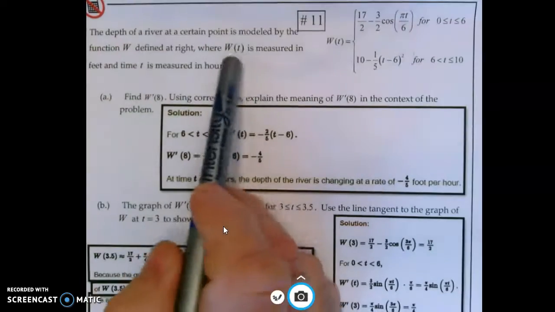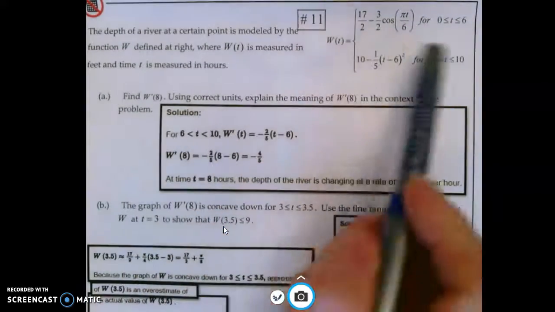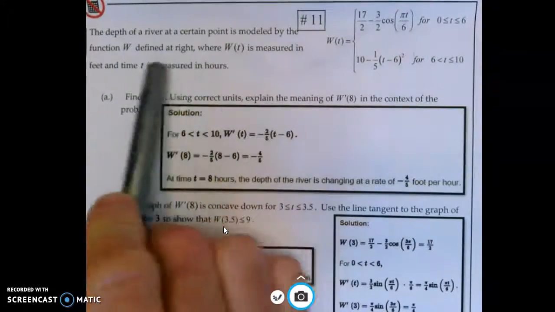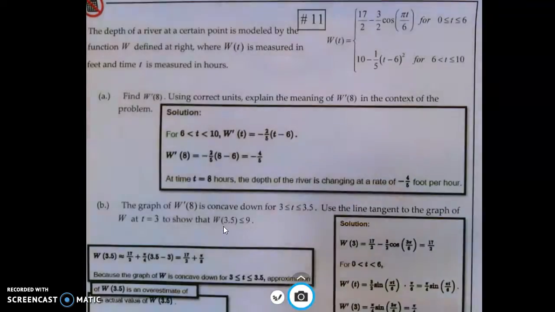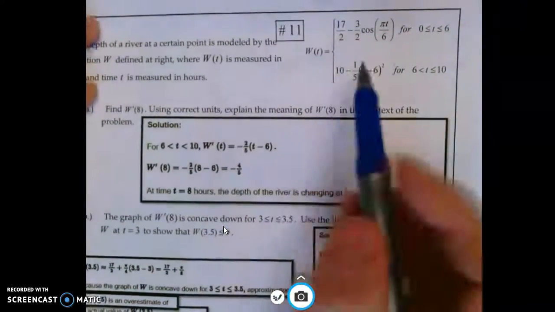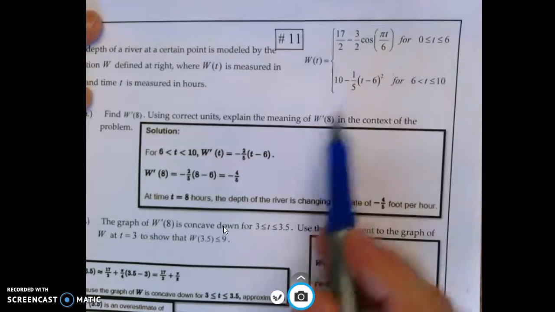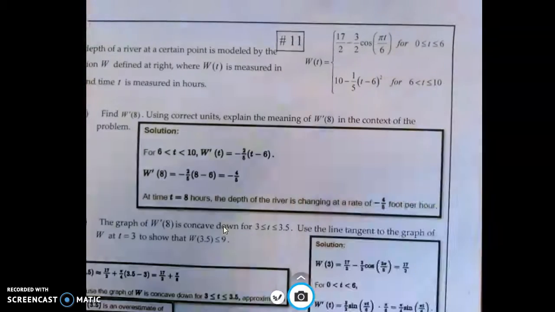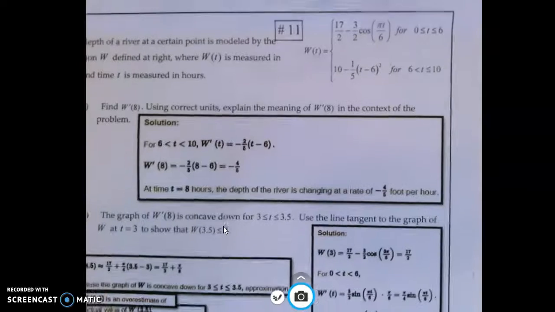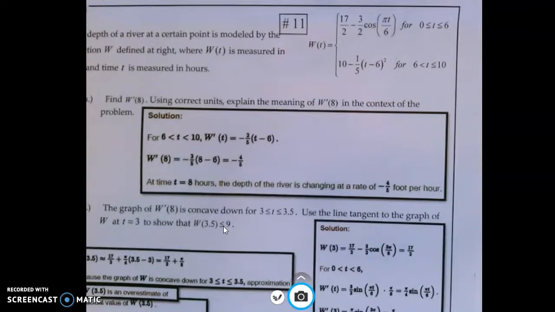We're talking about the depth of the river at a certain point modeled by the function. Here's the function, where t is measured in hours. So what this is saying is, it's this function from 0 to 6 hours, and it's this function from 6 to 10 hours. We want to talk about the depth of the river over a certain amount of time from 0 to 10. Okay, so w prime of 8, using correct units to explain the meaning.